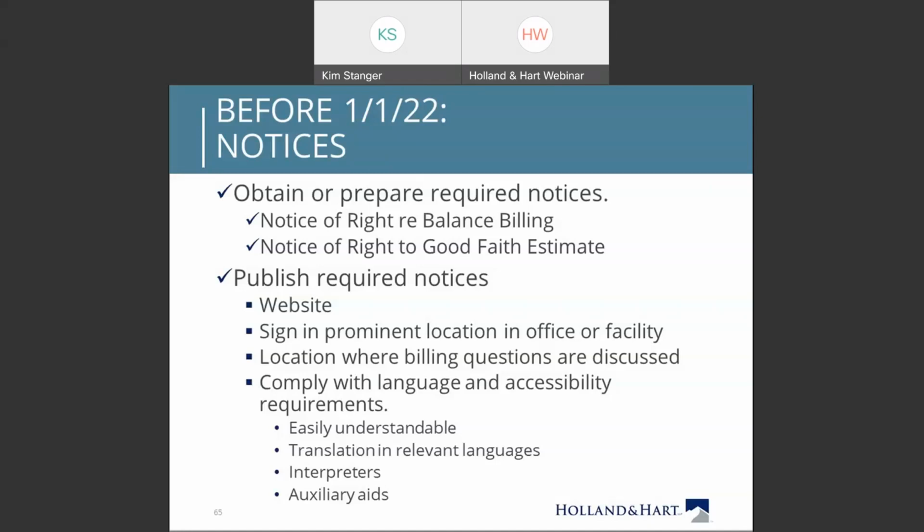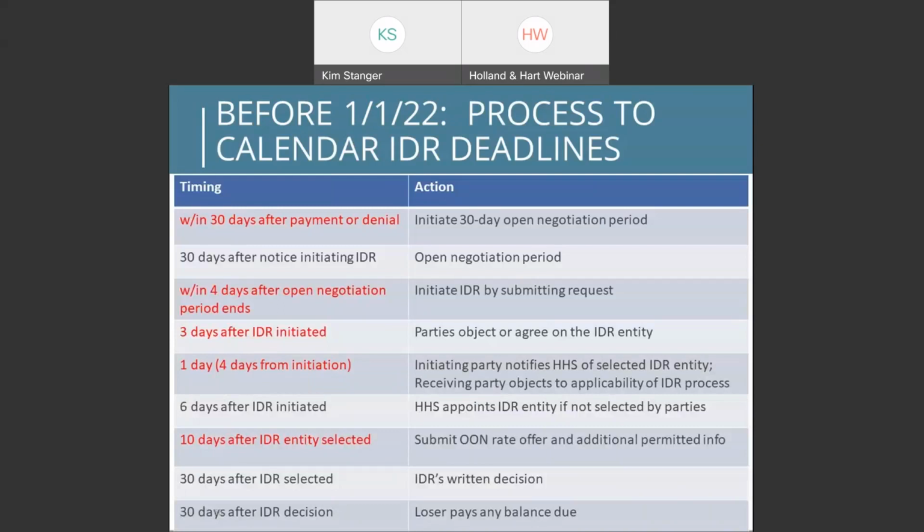You need to publish that notice on your website, and sign it in prominent locations in your office or facilities. You've also got to have it available at the locations where billing questions are asked or discussed. And remember, you have to comply with the applicable language and accessibility requirements, meaning it has to be written in a form that's easily understandable. Presumably, you'll use the HHS forms. You're going to need to translate it into relevant languages consistent with the anti-discrimination laws. You may have to use interpreters or auxiliary aids to make sure that it's communicated effectively.